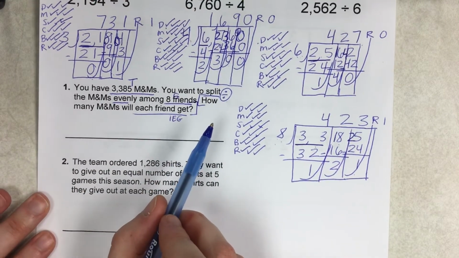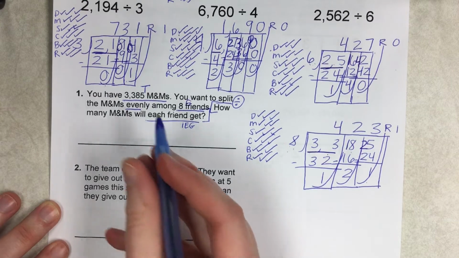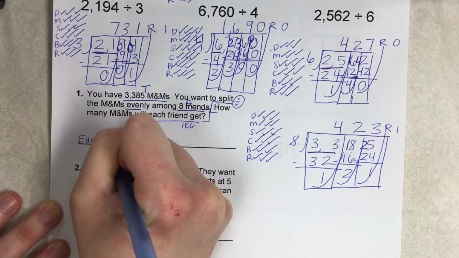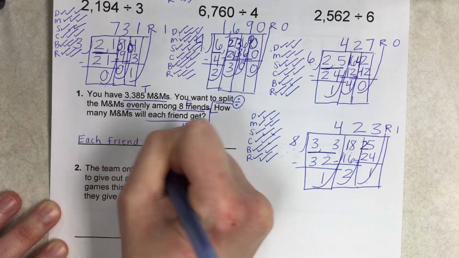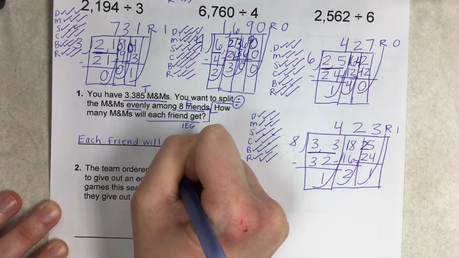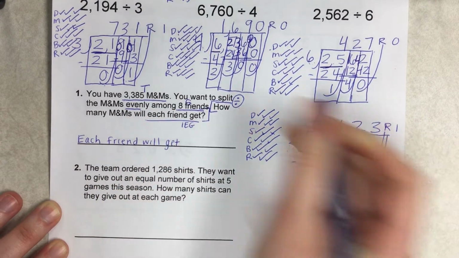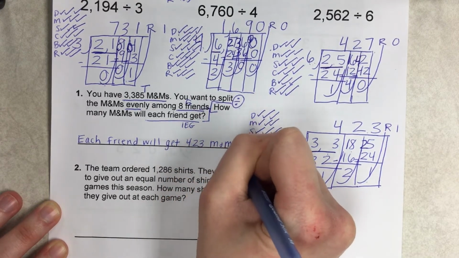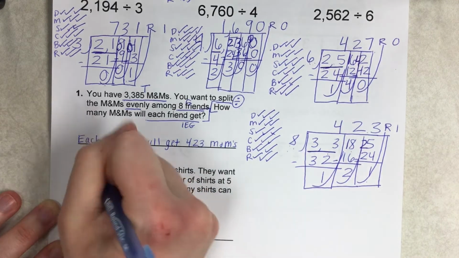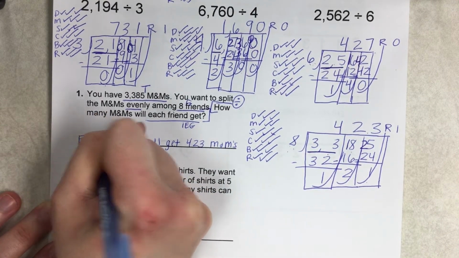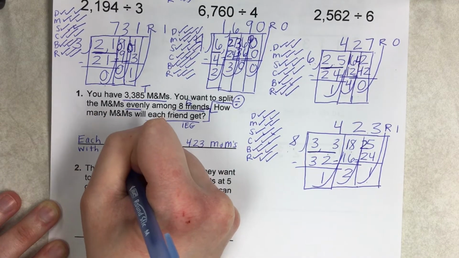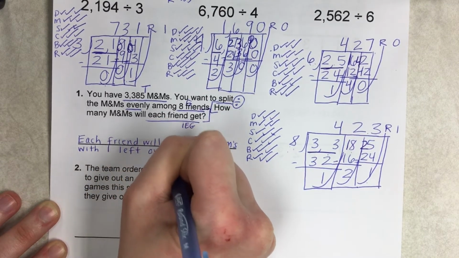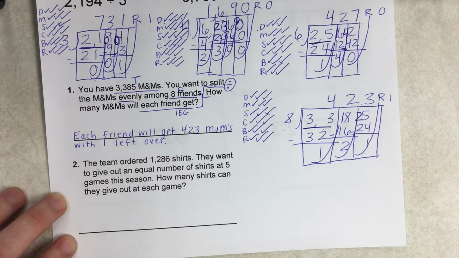Answer in a complete sentence. How many M&Ms will each friend get? Each friend will get, check, 423 M&Ms. And don't forget about your remainder, with 1 left over, or you could say with a remainder of 1, either way.